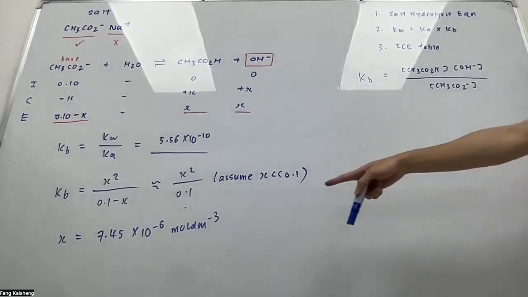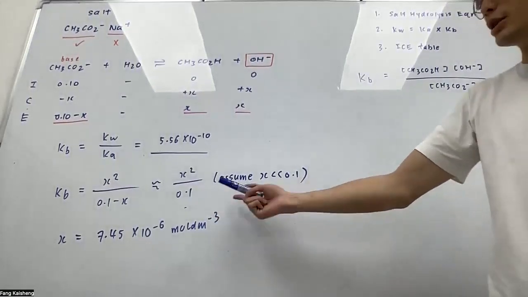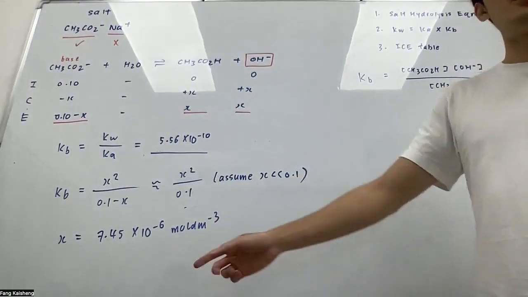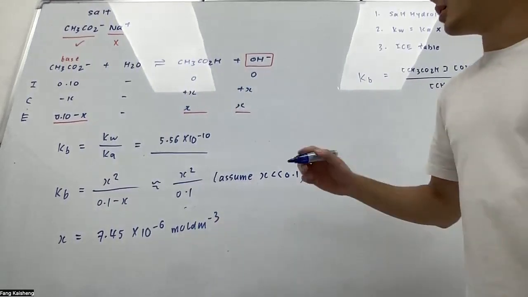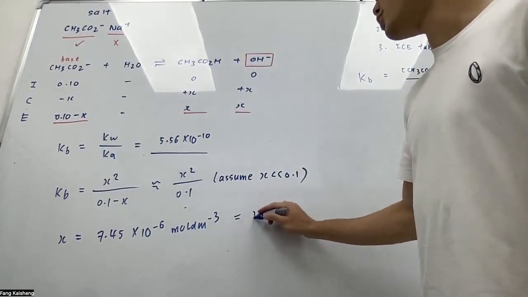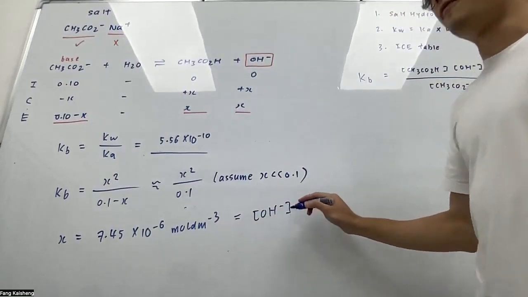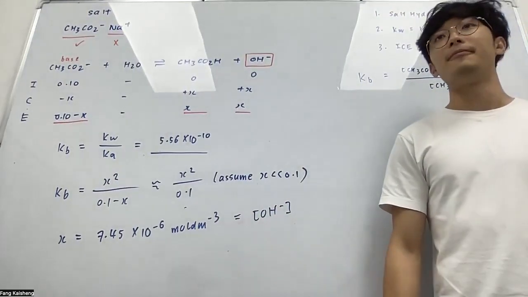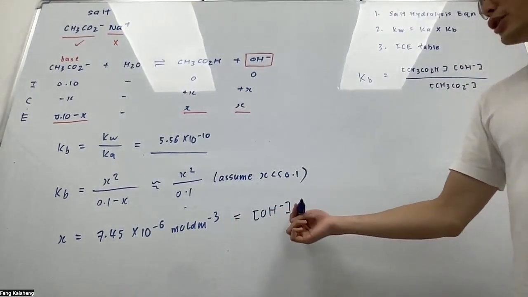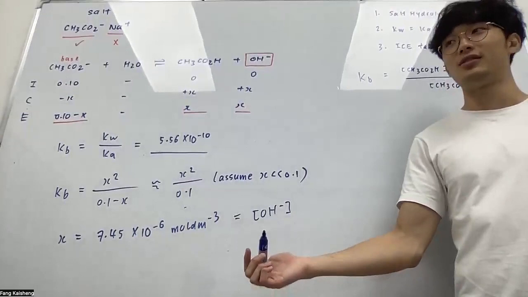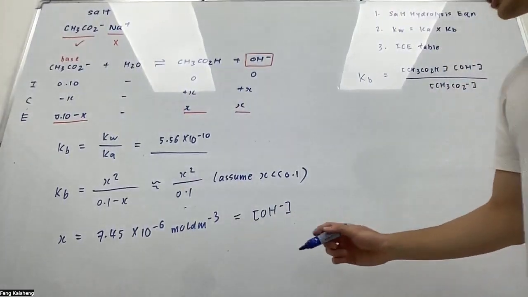What does the value of x here represent? Concentration of what? Okay, so x is OH minus. Why are we interested in OH minus? Because eventually they ask us to find pH, right? And what are the next few steps over here? How do I find OH minus? How do I link all the way to pH?